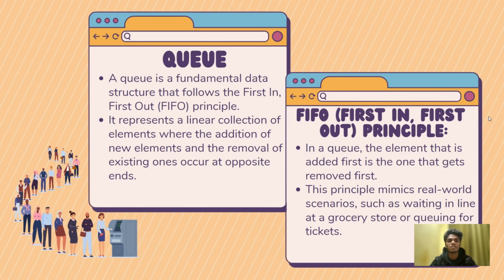Our first topic is queue. A queue is a fundamental data structure that follows the first in, first out principle. It represents a linear collection of elements where the addition of new elements and the removal of existing ones occur at opposite ends. FIFO, first in, first out principle. In a queue, the element that is added first is the one that gets removed first. This principle mimics real world scenarios such as waiting in line at a grocery store or queuing for tickets.